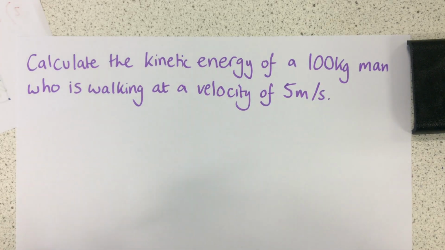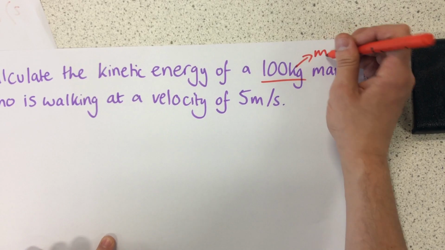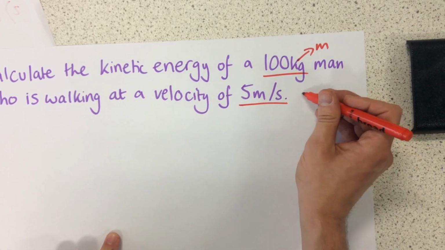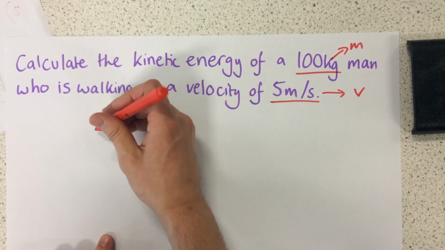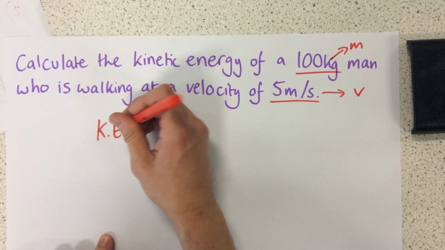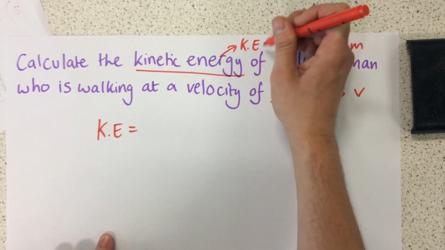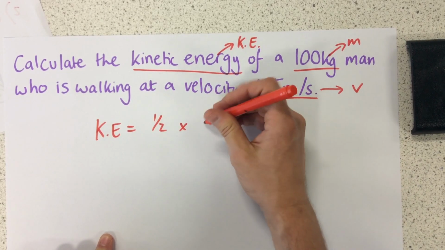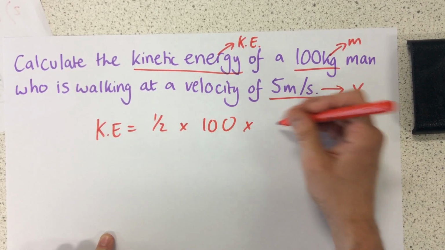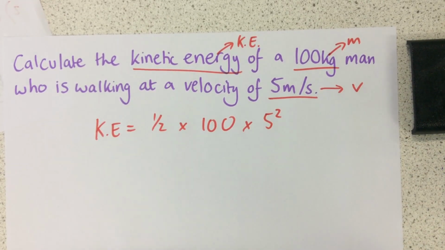So let's first of all go through and annotate it. So 100 kilograms, that's my value for mass. 5 meters per second, that is my value for velocity. So again, let's remind ourselves of the equation we're going to use. Kinetic energy equals, obviously we need to label that as kinetic energy as well. Kinetic energy equals half times mass times velocity squared. Okay?